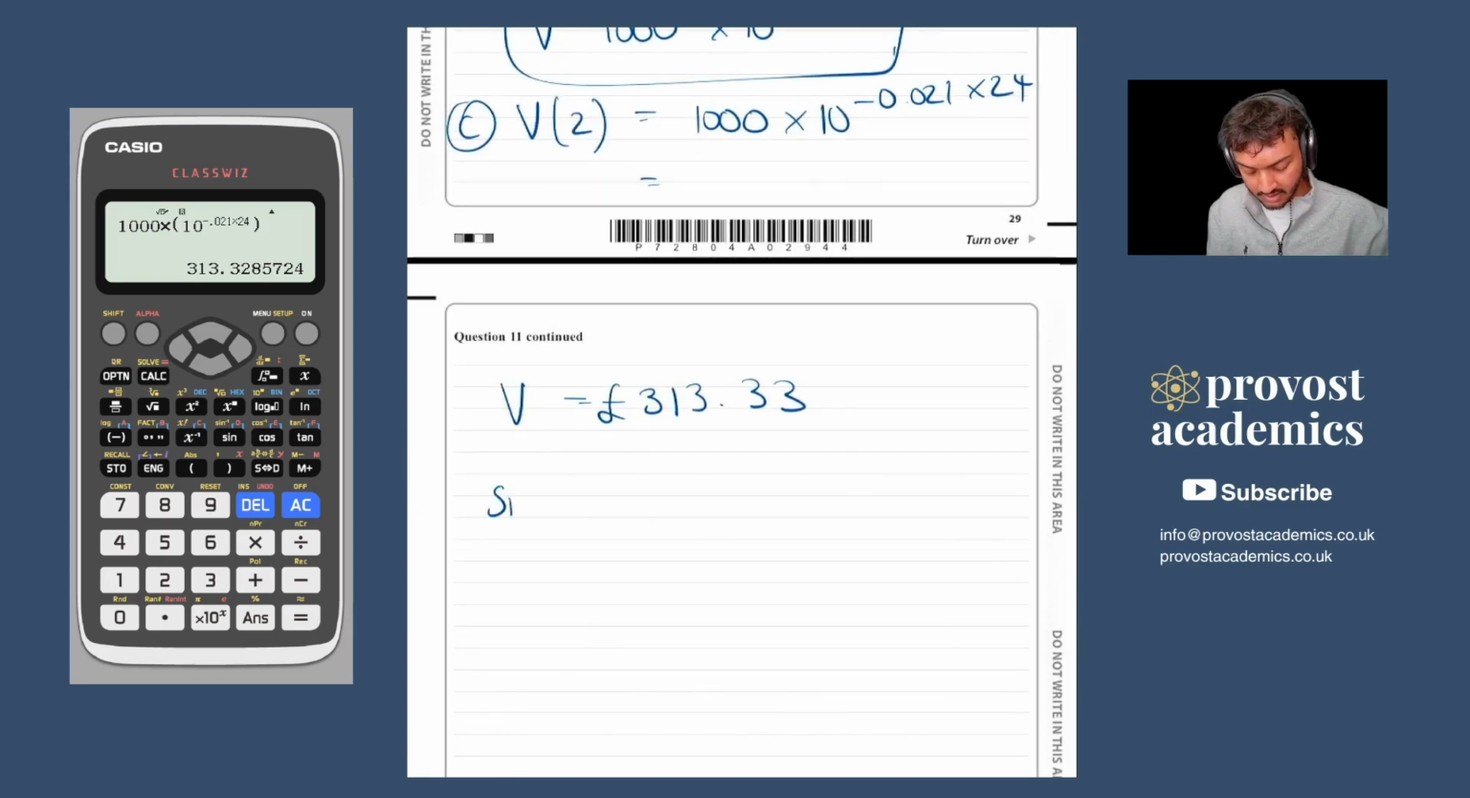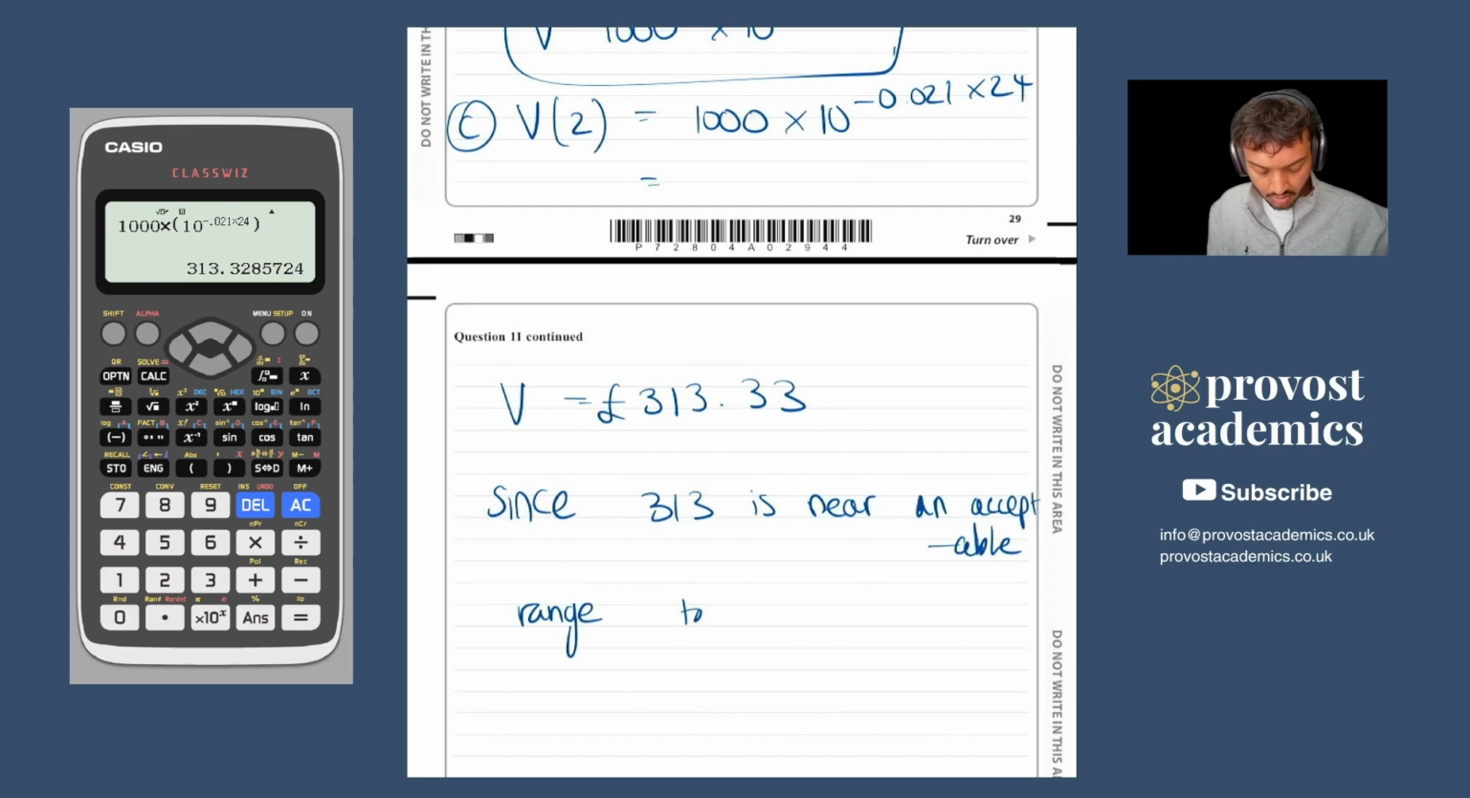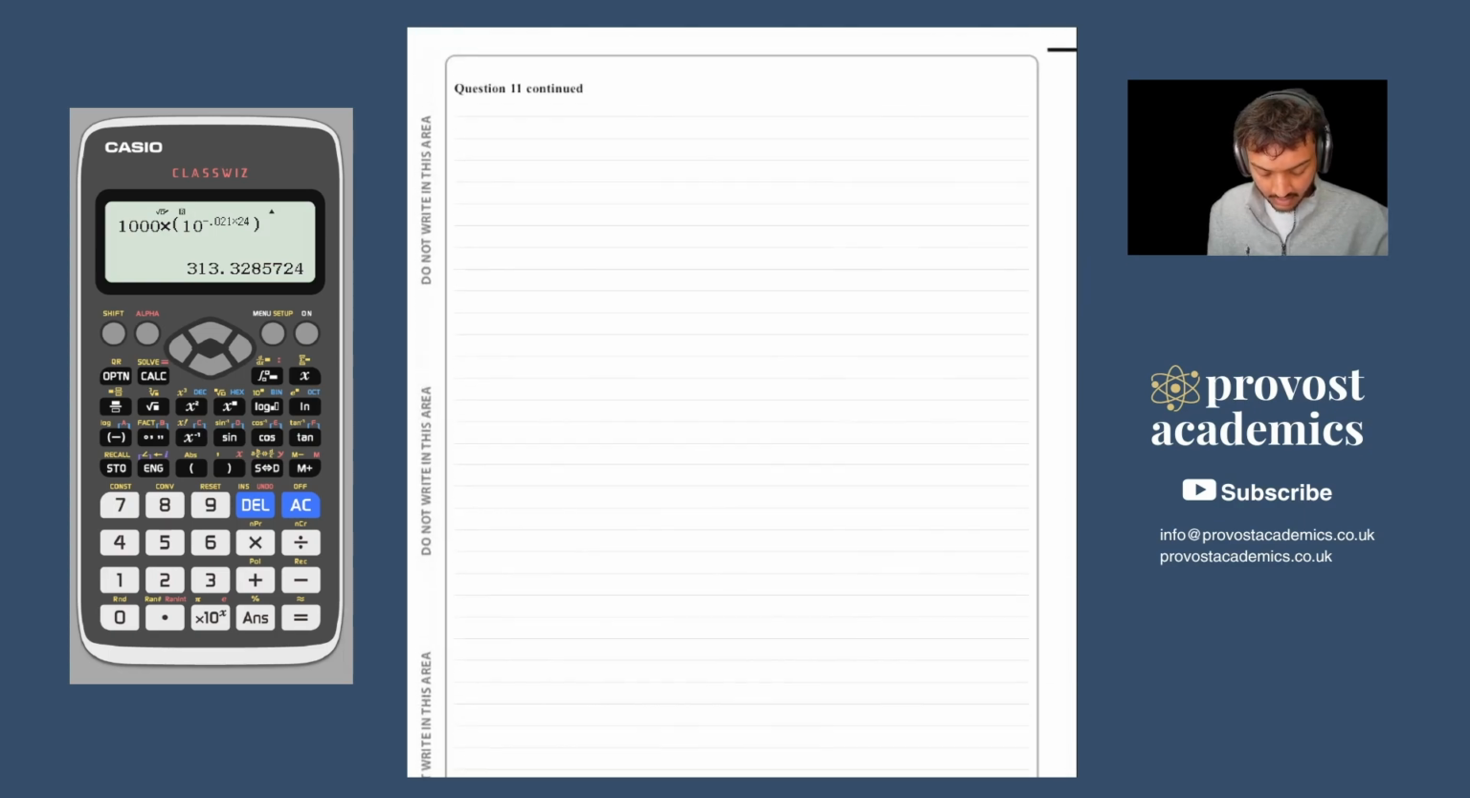So since 313 is near an acceptable range to 320, it's reliable. I was going to say it's pretty reliable, but I would say it's reliable. Okay, let's move on. Next question.